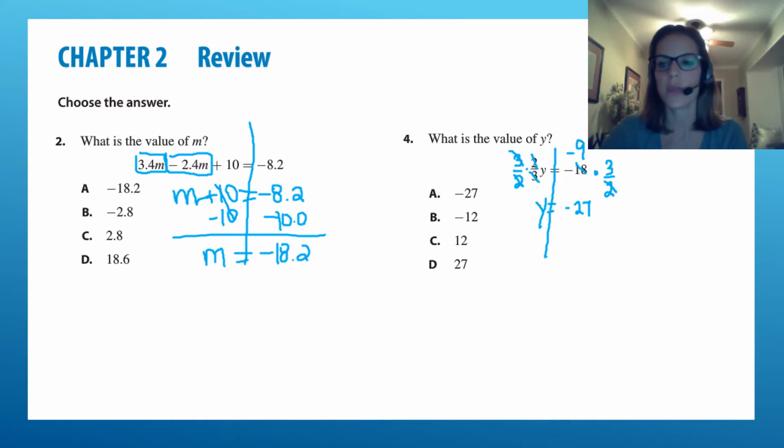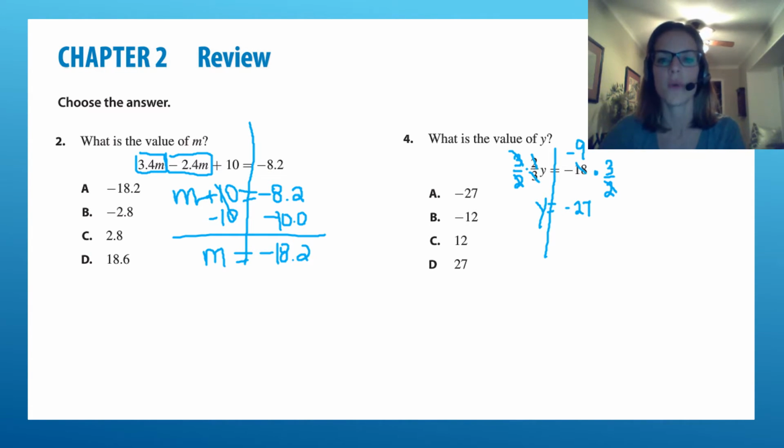So the object of the game is to get m all by itself here. So I'm adding 10. I want to subtract 10 to get it all by itself. I'm going to keep my decimal places there by themselves, and I have m equals a negative 8.2 and a negative 10. Same signs, add and keep. So I'm going to keep my negative. I'm going to add that to 18, and my answer is negative 18.2. So you can choose there A, B, C, or D.